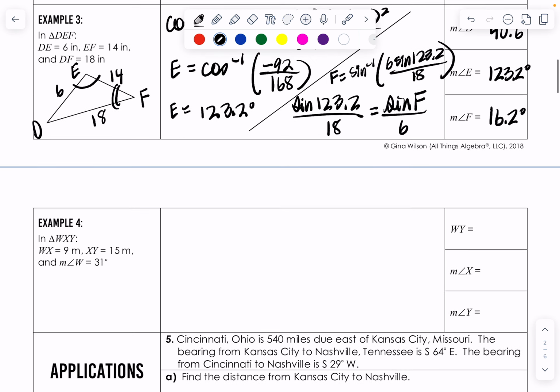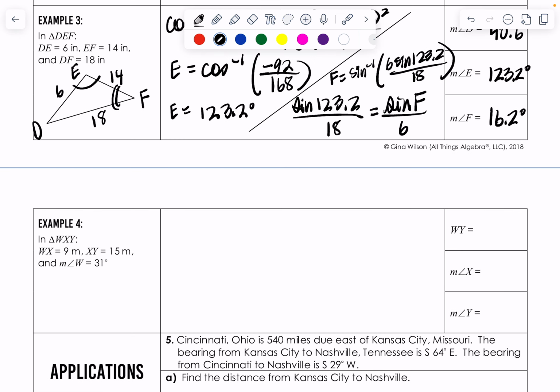Now in example 4, again, they don't give us a triangle, so we're going to draw one. Okay, draw one here. WX is 9, XY is 15, W is 31. All right, so 31 is here. And we've got to find all the missing parts. So let's see if we can figure that out.